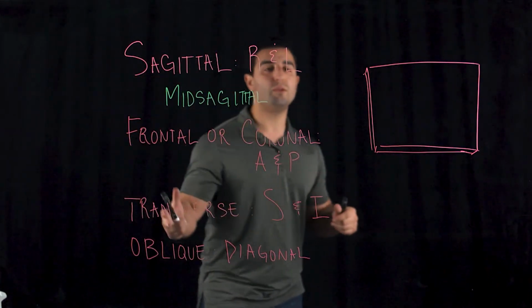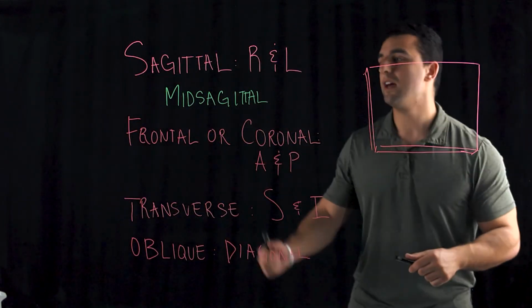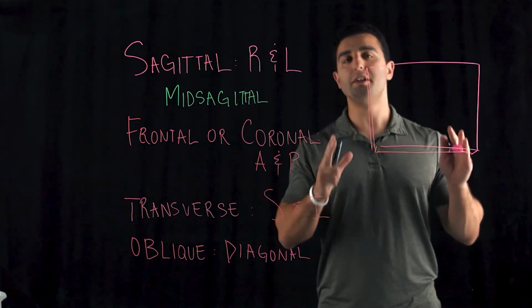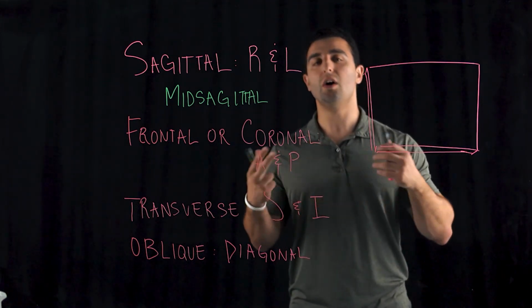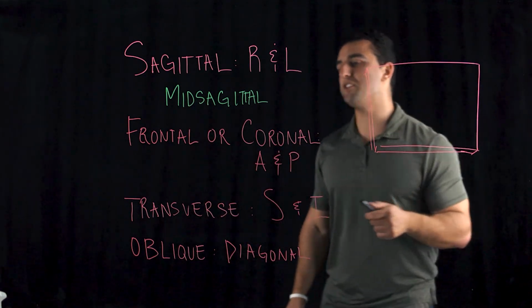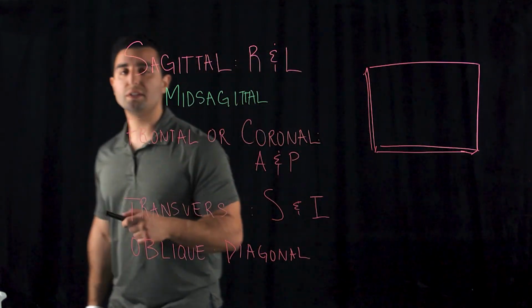So these are the four different terminologies we use in order to demonstrate different body regions, and in order to study all the different systems based off of these four. So you have sagittal, frontal, transverse, and oblique.